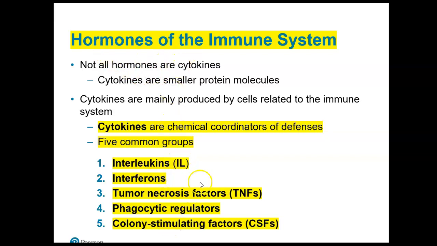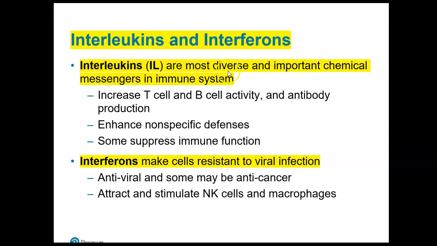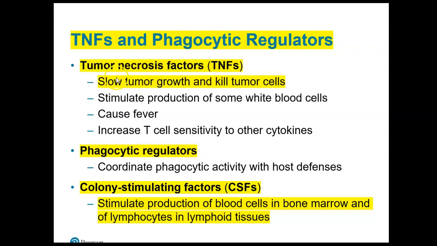Hormones of the immune system, there's several different ones, and I'm just going to briefly go over them. Cytokines are chemical coordinators of defenses, and these are the 5 groups of cytokines: interleukins, interferons, which we have covered already, tumor necrosis factors, TNFs, phagocytic regulators, and colony stimulating factors, or CSFs. Interleukins are the most diverse and important chemical messengers in the immune system. Interferons are important in viral infections. Tumor necrosis factors slow the growth of tumors and kill tumor cells. Phagocytic regulators coordinate phagocytic activity. And colony stimulating factors stimulate the production of blood cells in the bone marrow and lymphocytes in lymphoid tissues.